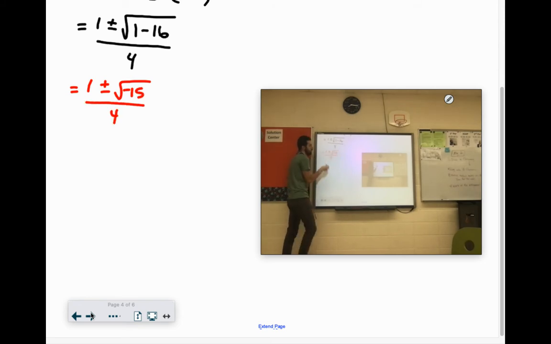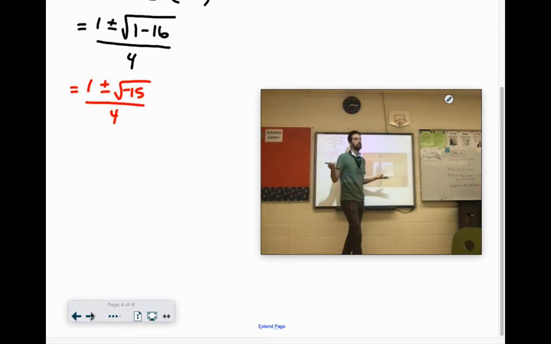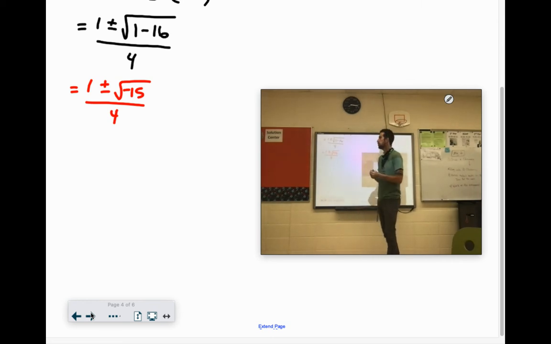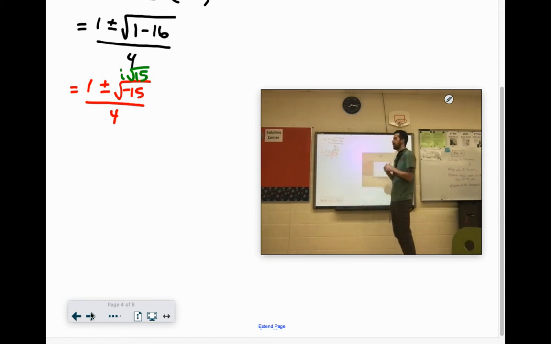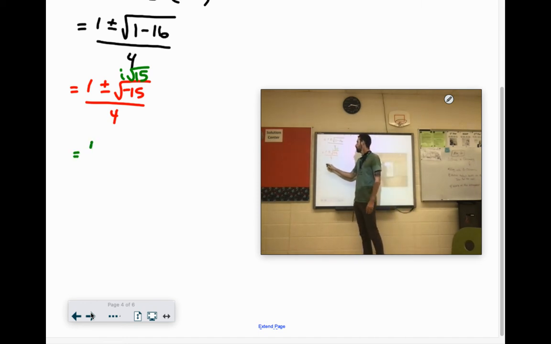Now in Algebra 1, you can't square root negative 15 because you don't really learn the complex number system. But remember, we can get rid of that negative in the root by taking the square root of negative 1, which is i. So this would be i root 15. Are there any perfect squares in 15? No. So we could write that as 1 plus or minus i root 15 over 4.